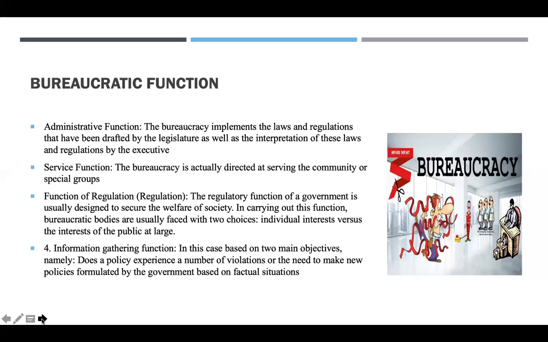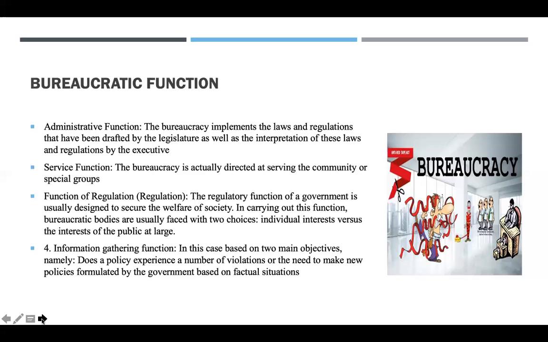Then the third one is the regulation, or regulatory, function. It means that the regulatory function of the government is usually designed to secure the welfare of the society. In carrying out the function, bureaucratic bodies are usually faced with two choices: individual interest versus interest of the public at large. I mean, this one is not really regulatory, because if we are talking about laws and regulation, it's the political or legislature arena.